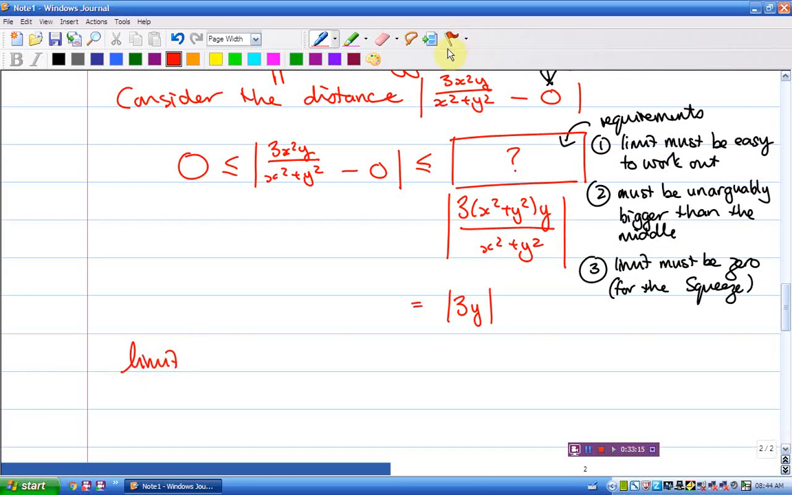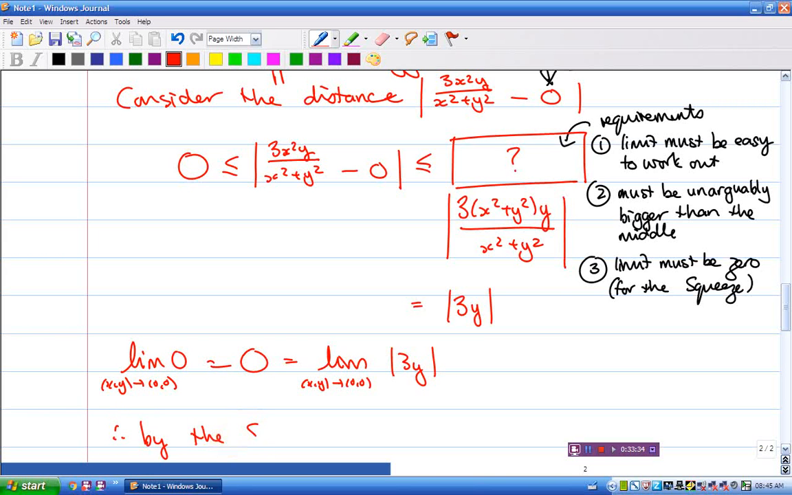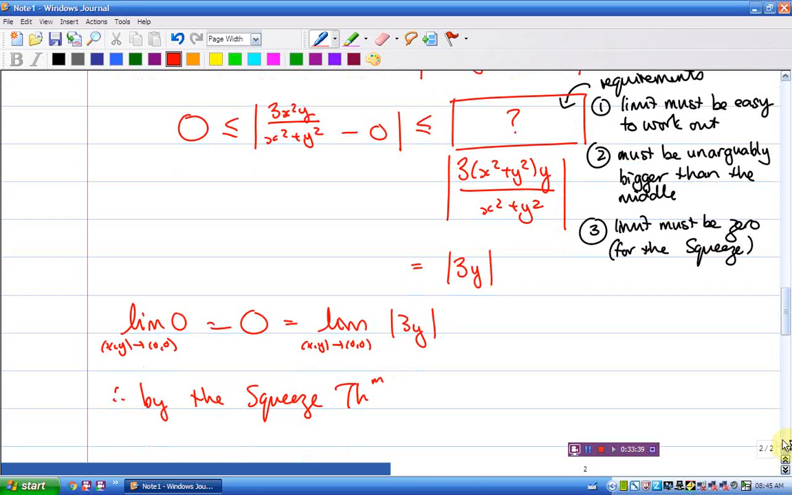The limit of 0 as (x, y) tends to (0, 0) is 0, and so is the limit of modulus 3y. Therefore, by the squeeze theorem, also called the sandwich theorem, my first year textbook calls it the sandwich theorem, by the squeeze theorem, the limit as (x, y) tends to (0, 0) of the thing in the middle is 0.